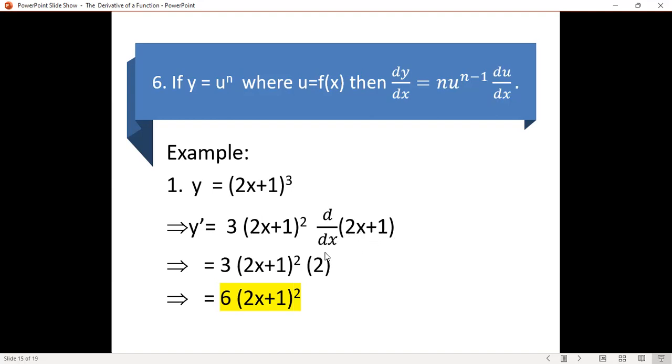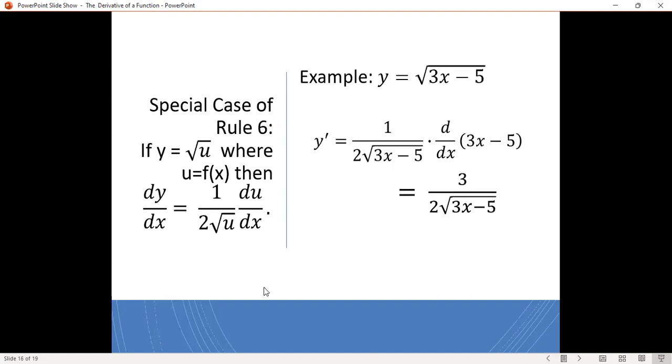The derivative of 2x is 2, while the derivative of 1 is 0. So it's just 2. So we have 3 times (2x plus 1) squared times 2. So the final answer is 6 times the quantity (2x plus 1) squared. Okay?